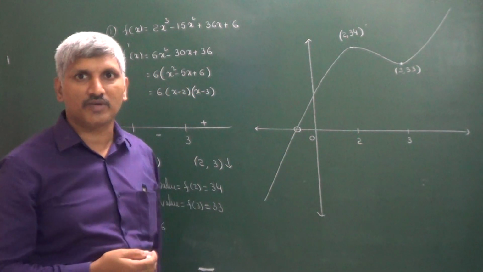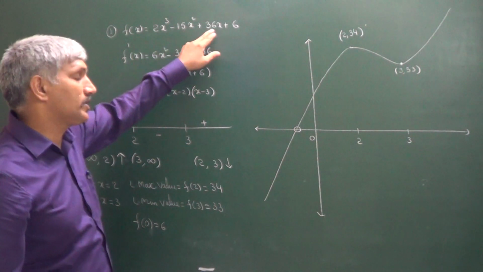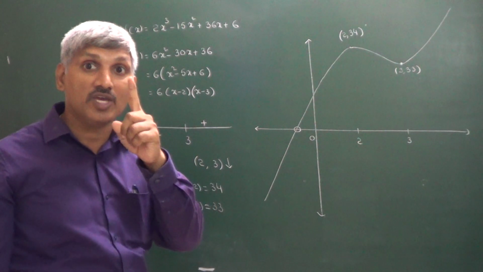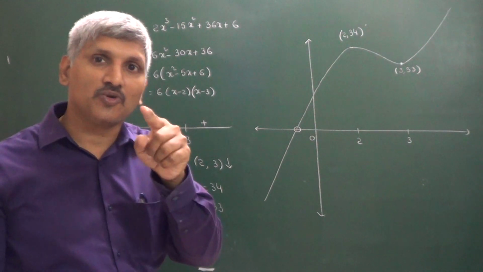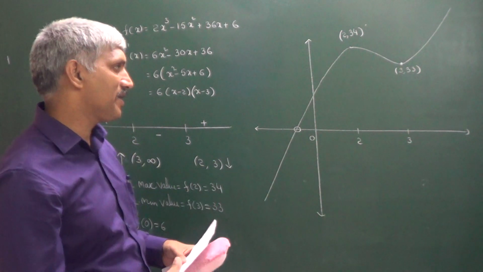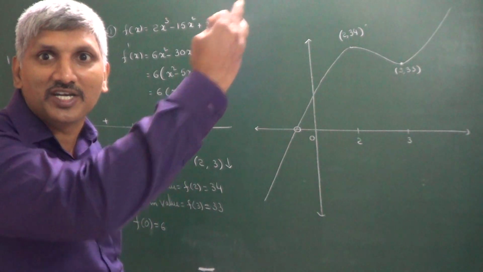So from this information we can say 2x cube minus 15x square plus 36x plus 6 is equal to 0 has only one real root. That root is also a negative root. Right? At the same time, this function is not a strictly increasing function.